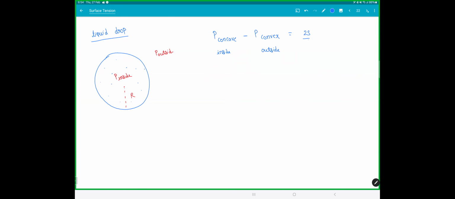This is 2S by r, delta P. But if you take a soap bubble, remember a soap bubble has two surfaces.